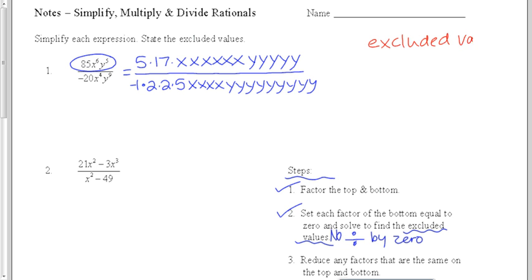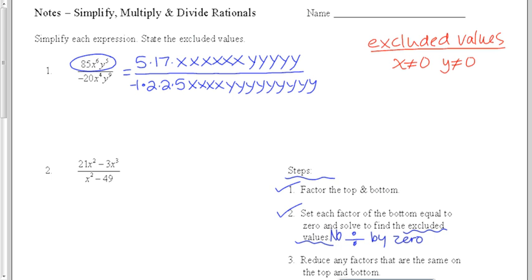But what we would have for our excluded values, I'll write them separately. Excluded values: x could not be equal to 0, and y could not be equal to 0, because both of those would create division by 0 on the bottom of our fraction. The next step is to reduce any factors that are the same on the top and the bottom.